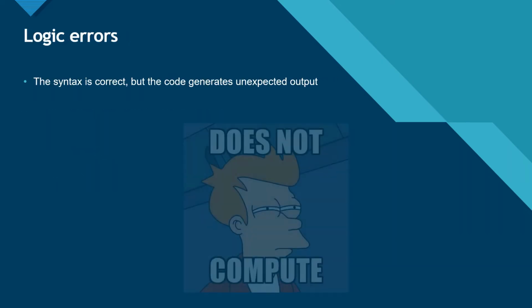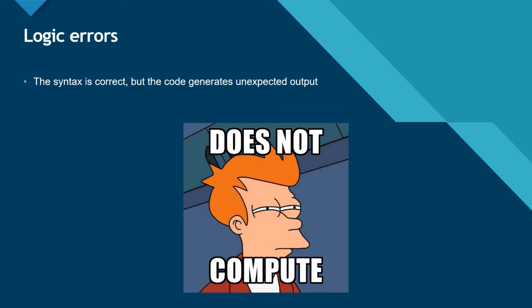Logic errors are where the syntax of your code is correct, but the code still generates unexpected output. This is generally where you have programmed something incorrectly in the logic of your program. Logic errors can be hard to identify, but trace tables can help us to find where we've gone wrong.